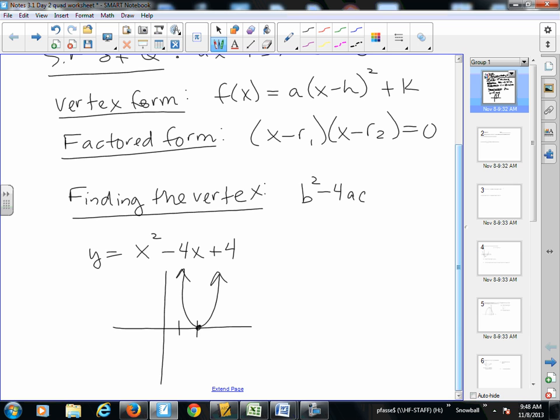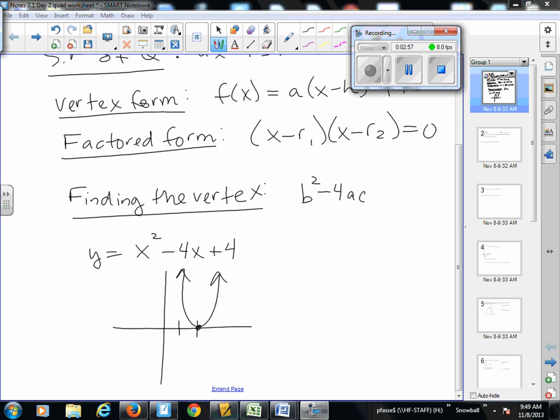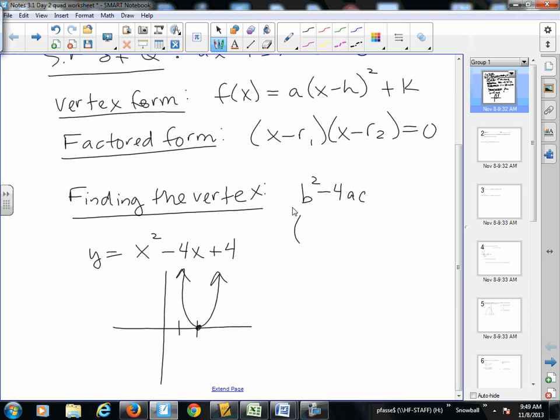It's 2, 0, and that's the x-intercept. What is this coordinate of the quadratic? The vertex. Very good. So, let's figure out what happens here if we plug in b squared minus 4ac. You'll see where I'm going with this. Negative 4 squared minus 4 times a, which is 1, times c, which is 4, gives us 16 minus 16, which is 0, correct? Do you agree the discriminant equals 0?